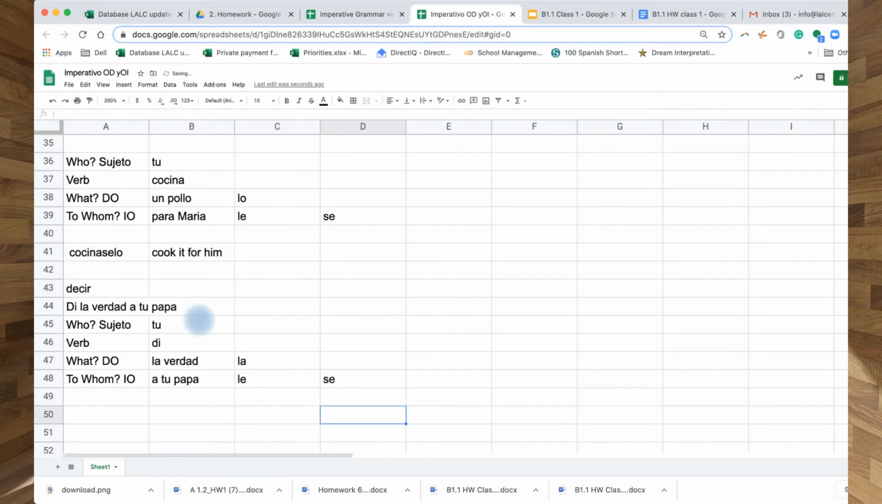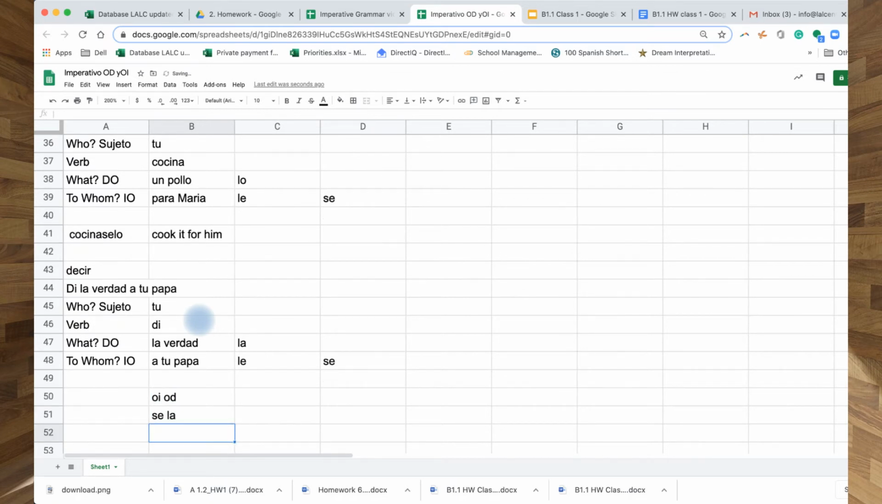So, se la. In a verb that is not imperative, it would be se la di, right? But no. This is imperative, so you have to put these two at the end: dísela. Tell it to him. Dísela. Okay? Dile la verdad, or dísela.